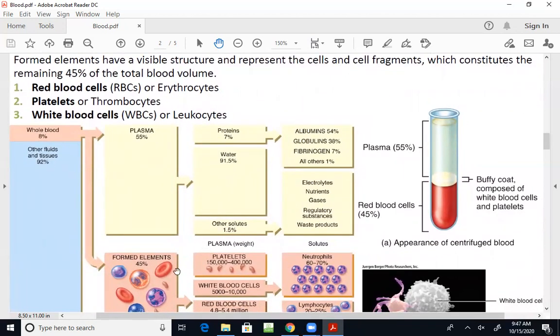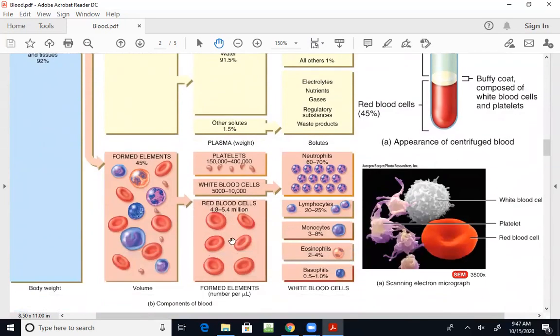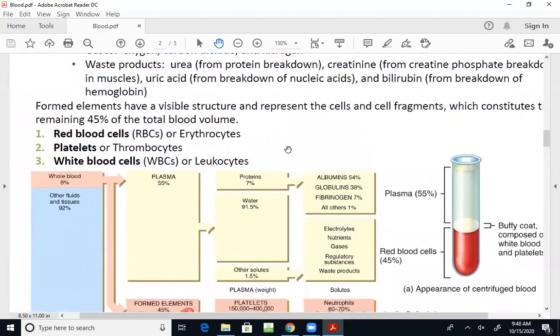The rest of our blood, the other 45%, are the formed elements, which are the things that have a visible structure, like what we saw on the previous page. They represent the cells or cell fragments. Includes, and by far the most numerous, are our red blood cells, the 5 different white blood cells, and we'll talk about what each of those are and what they do here in a couple slides, and then platelets.